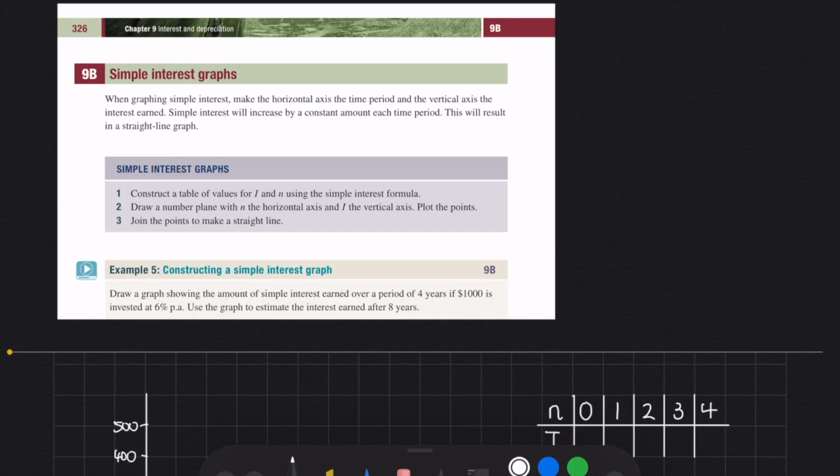Let's continue on with exercise 9b. This one only has one example, so hopefully this will be a quick video. So what we're doing today is simple interest graphs.